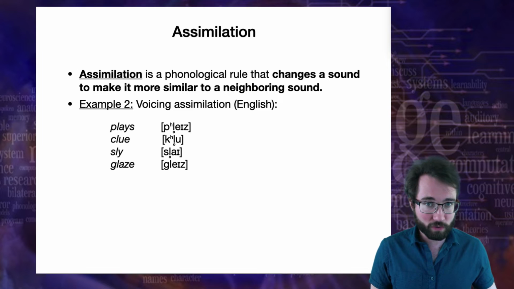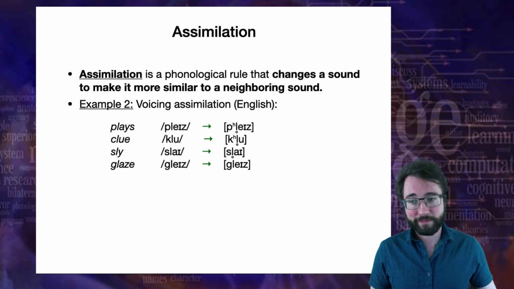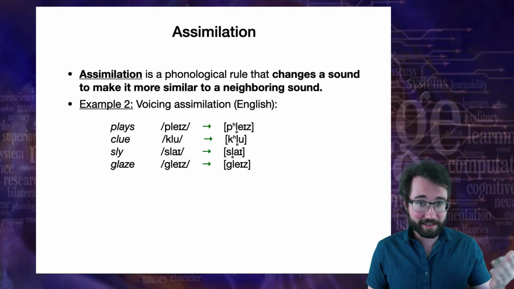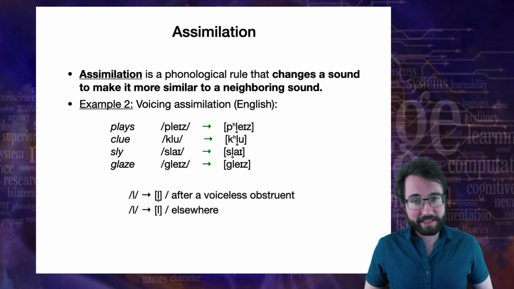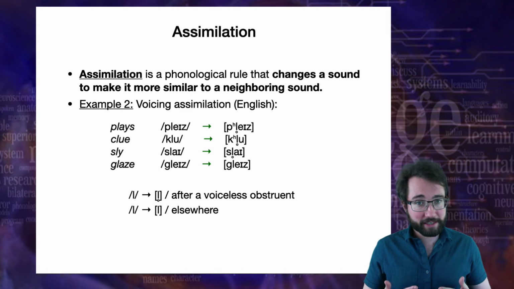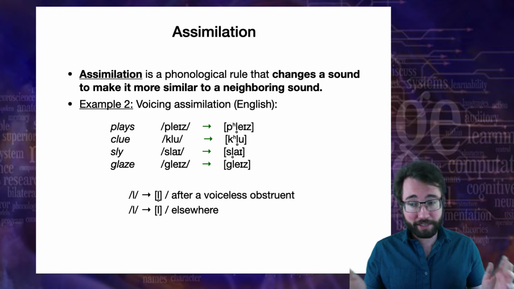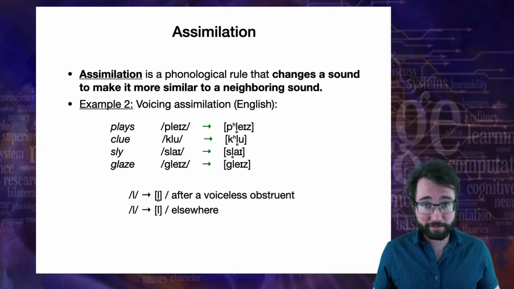Now, what is the phonological rule that determines whether you're going to get a voiced or an unvoiced L in English? We know that the underlying phoneme is the same because voiced and unvoiced L don't form any contrastive pairs, no minimal pairs in English. This is the phonological rule. The phoneme L is expressed as the sound unvoiced L after a voiceless obstruent. So that, remember, includes fricatives, affricates, and stops, which are all unvoiced. So that includes the P, the K, and the S in plays, clue, and sly. And the phoneme L is expressed as the sound voiced L elsewhere.